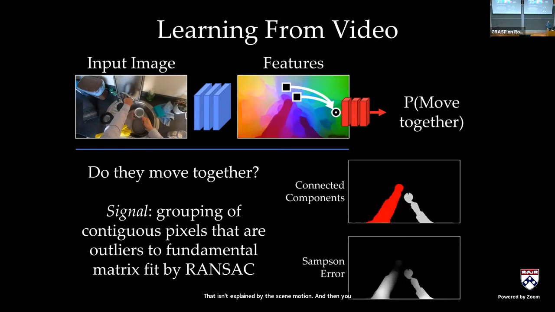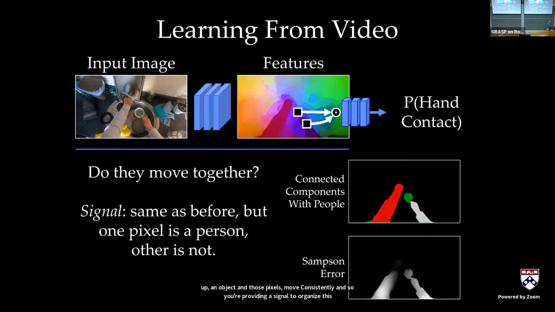This is a bad signal for any individual frame. But on average, if you train over lots and lots of data, this will actually provide information about which pixels tend to move together, because at some point people pick up an object and those pixels move consistently. And so you're providing a signal to organize the feature space. The other thing you can do is use information about hands. Hands in these egocentric videos tend to be the only pixels that correspond to people. And so you can provide a signal that these things are moving together and one of them is a hand. So this provides some signal.